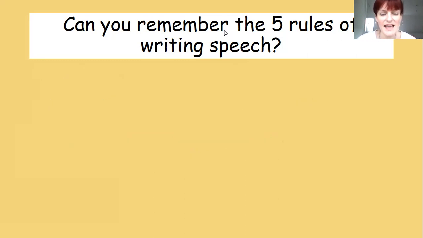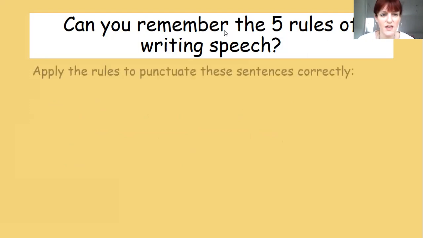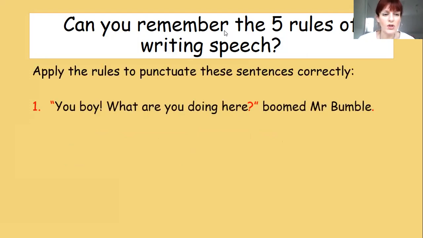Okie dokie, let's see how you got on. So first of all, "You boy, what are you doing here?" Don't forget, speech marks need to be opened, and then you need to put your punctuation inside that speech before you close those speech marks. "What are you doing here" is a question. You must have a question mark. And at the end of the sentence, boom, Mr. Bumble, you need a full stop.